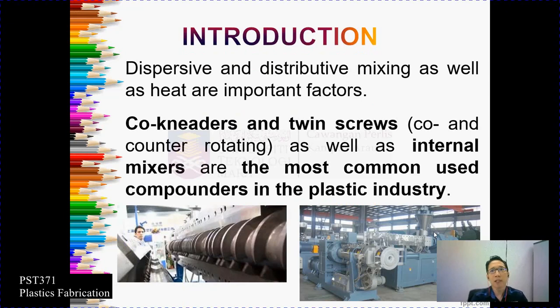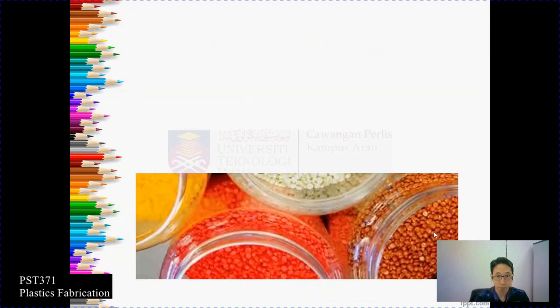So dispersive and distributive mixing as well as heat are important factors. Basically, these are the three important parts in achieving good homogeneous mixing: dispersive, distributive, and it is strongly related with heat. Co-kneader and twin screws. Later on we will cover these types of equipment, but I will just explain first. Twin screw can be either co- or counter-rotating, and together with internal mixers they are the most commonly used compounders in the plastic industry. Basically, to achieve a proper and homogeneous mixing, they use this type of equipment.